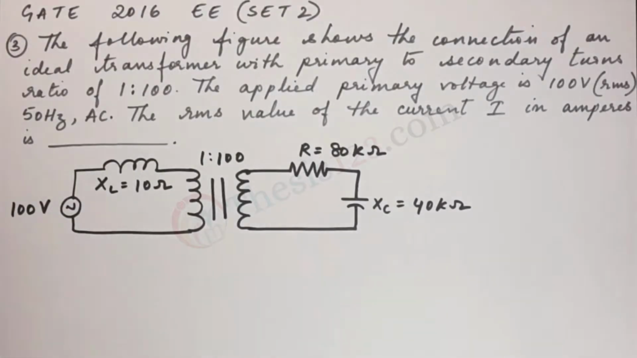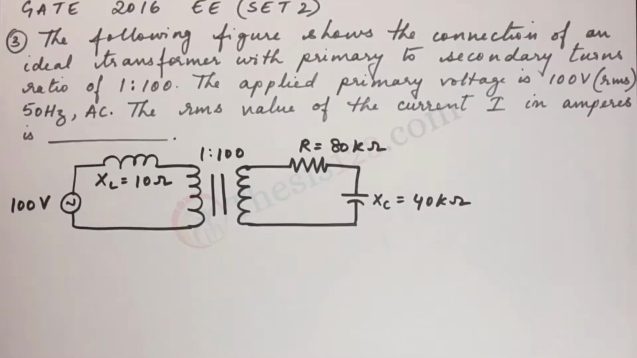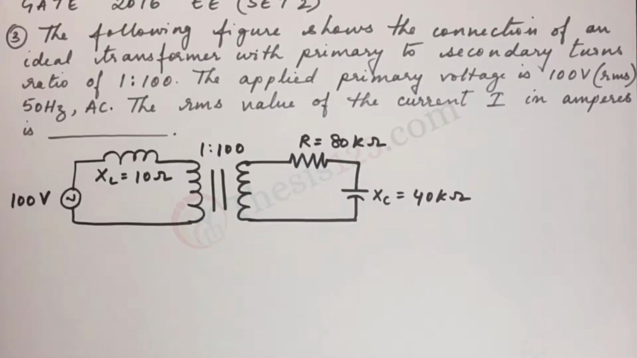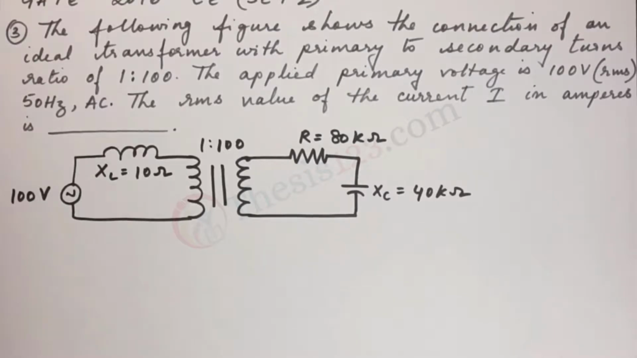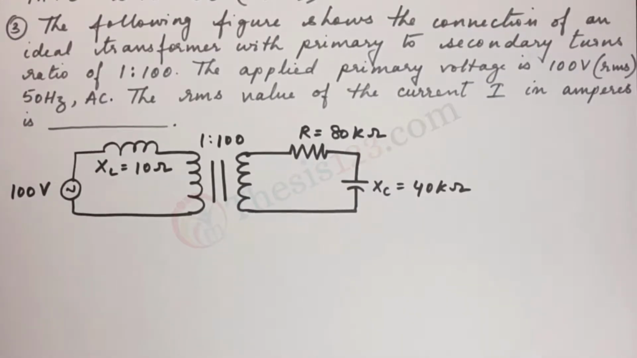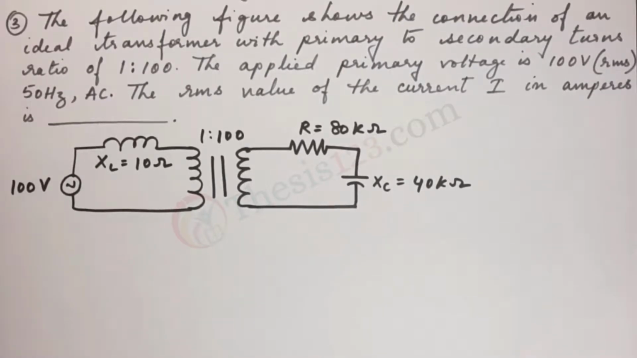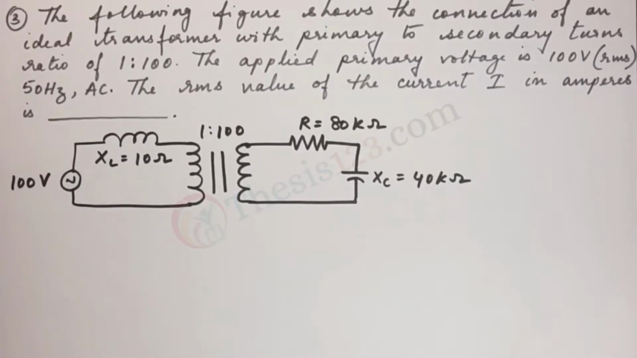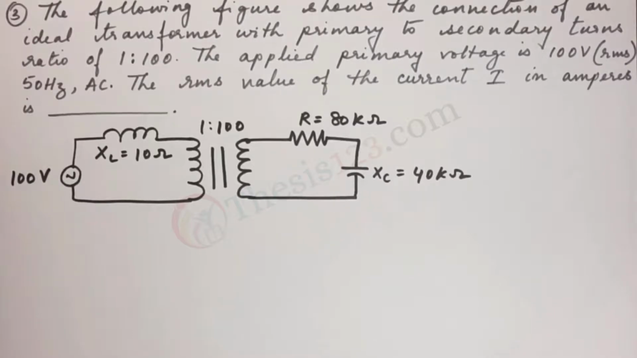Here's the next question, number 3. The following figure shows the connection of an ideal transformer with primary to secondary turns ratio of 1:100. The applied primary voltage is 100 volts RMS, 50 Hz AC. The RMS value of the current I in amperes is dash. Okay, so this is not a multiple choice question, so we will have to be careful in working it out.